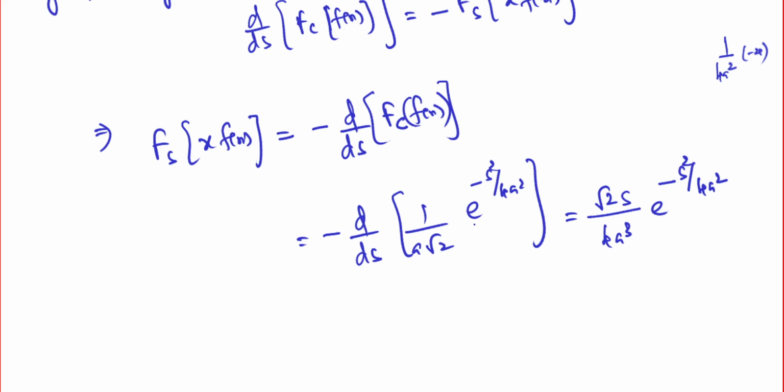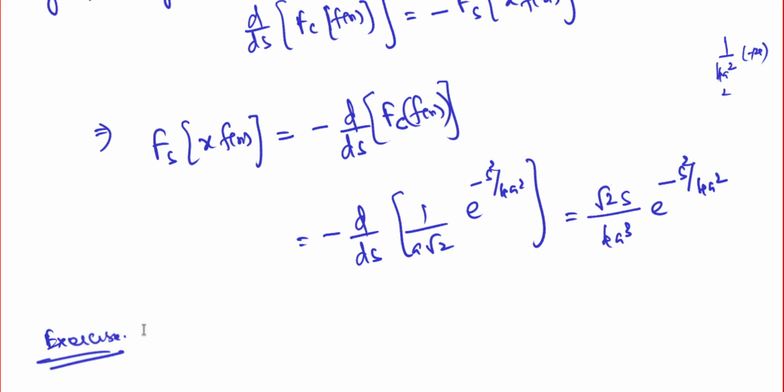Okay, and then minus and minus get cancelled, and then 4 and 2 get cancelled like this, and then 2 and square root of 2 will get cancelled. Therefore, altogether it gives you square root of 2 into s divided by 4a cube into e to the power minus s square divided by 4a square. Okay, fine.